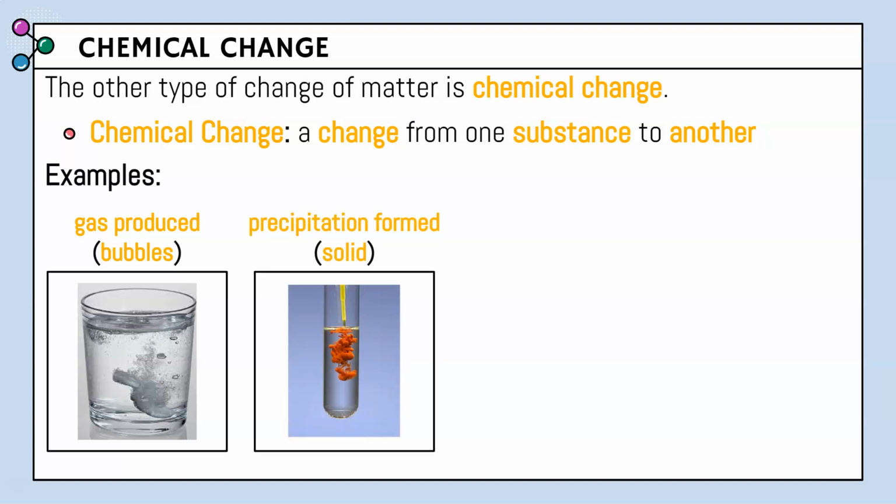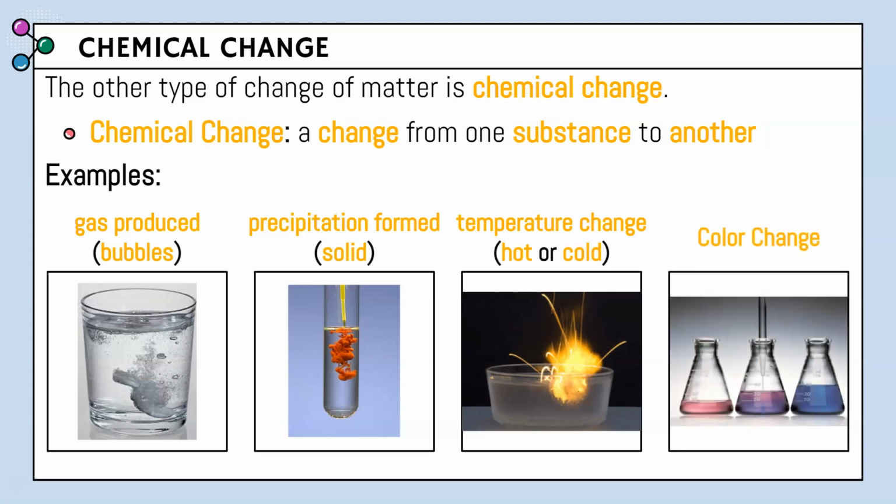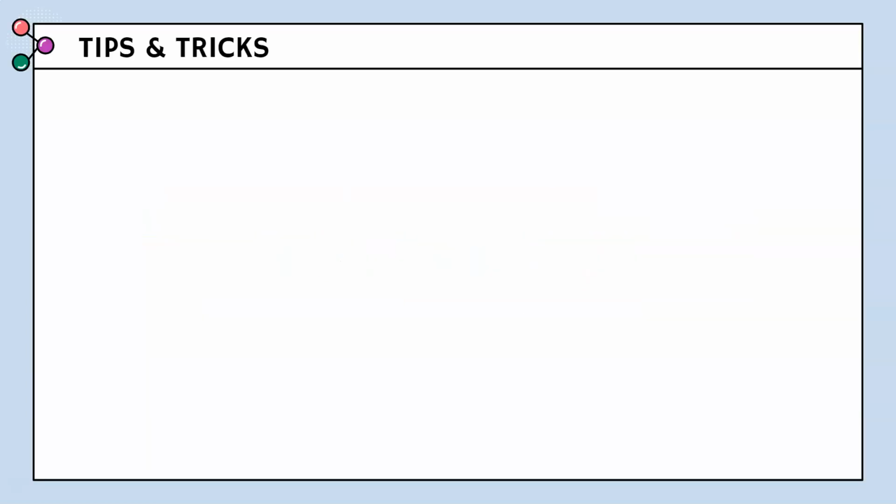Precipitation formed, a solid. So if we put two things together, a solid's going to be produced. It's no longer going to be the same thing like it was before. Temperature change, hot or cold. Usually this happens with fire or an explosion of some type. That is some sort of chemical change because it's always different at the end. And color change. If we put two things together and the color changes, that is another sign of a chemical change. So with that idea, let's talk about some tips and tricks.